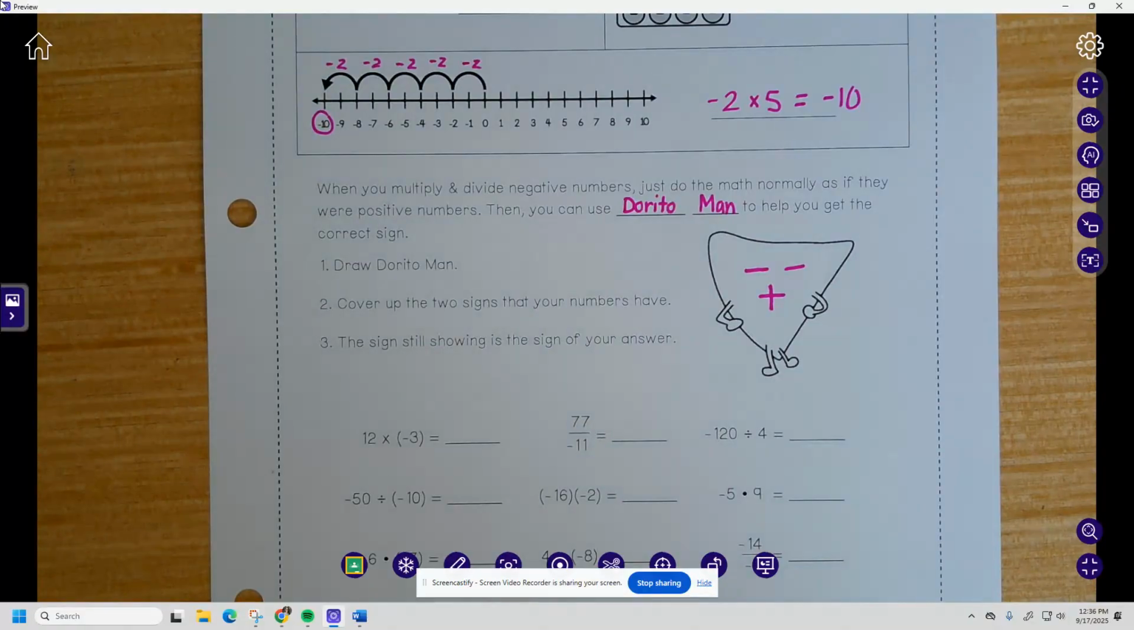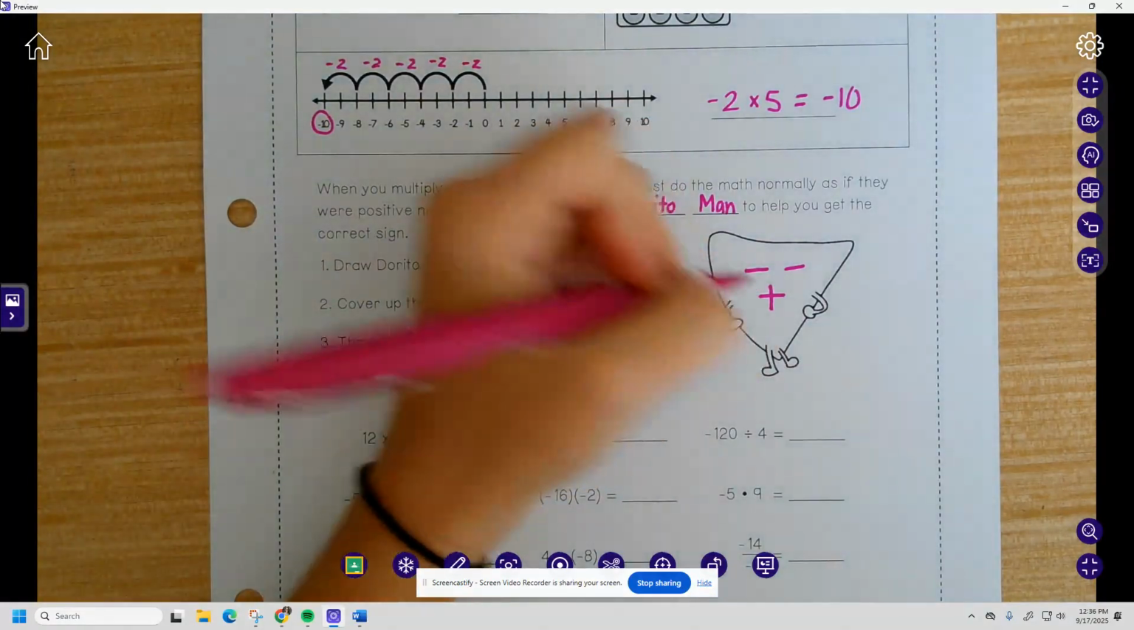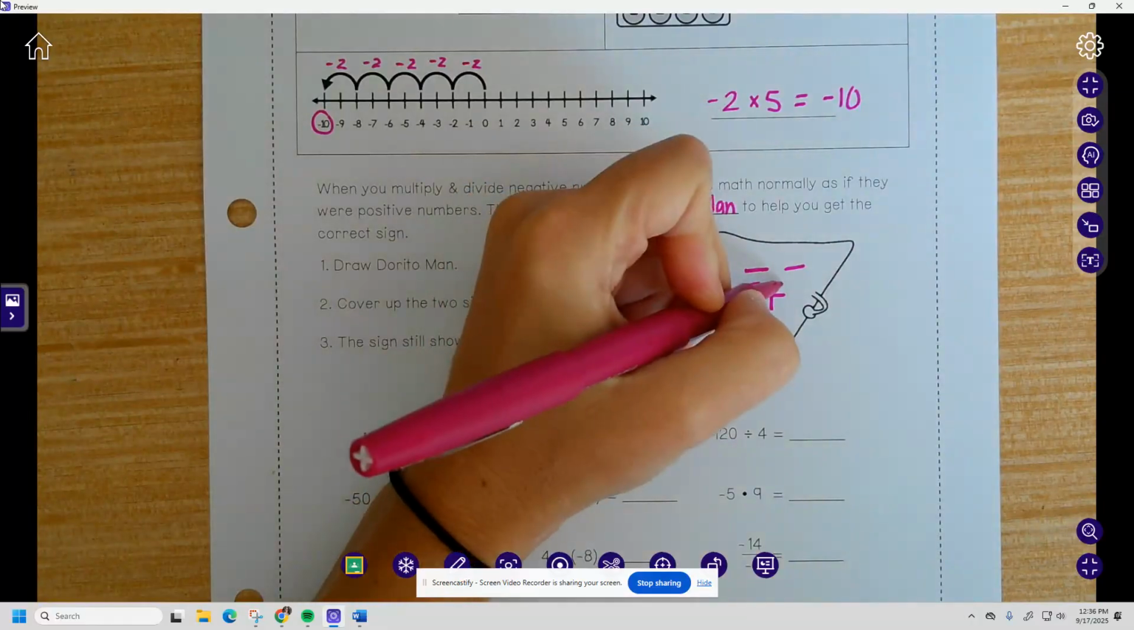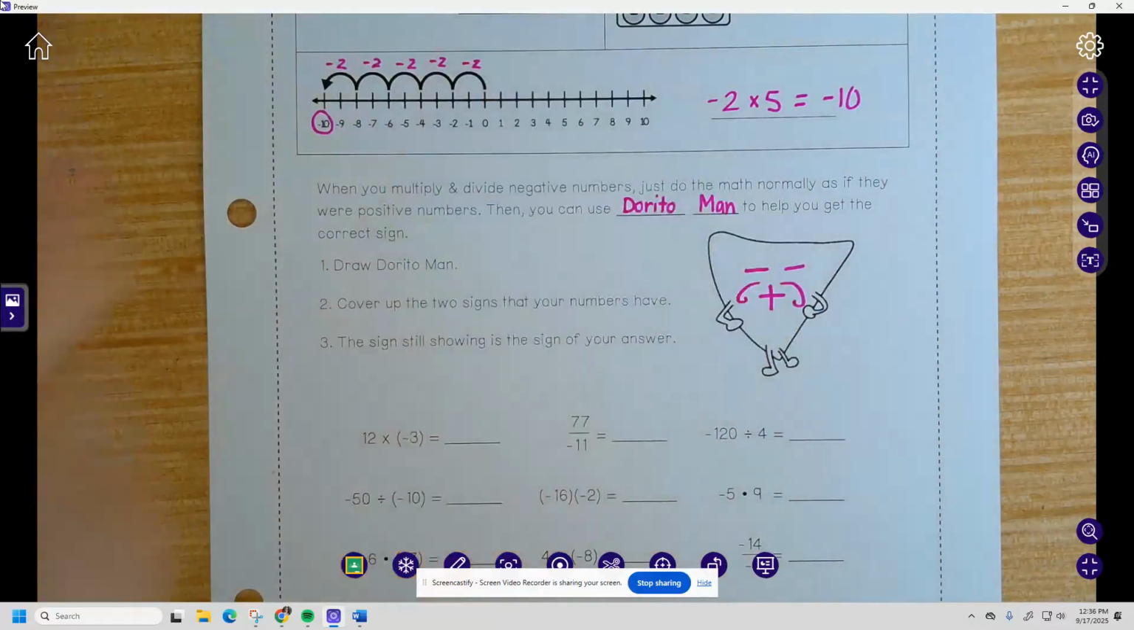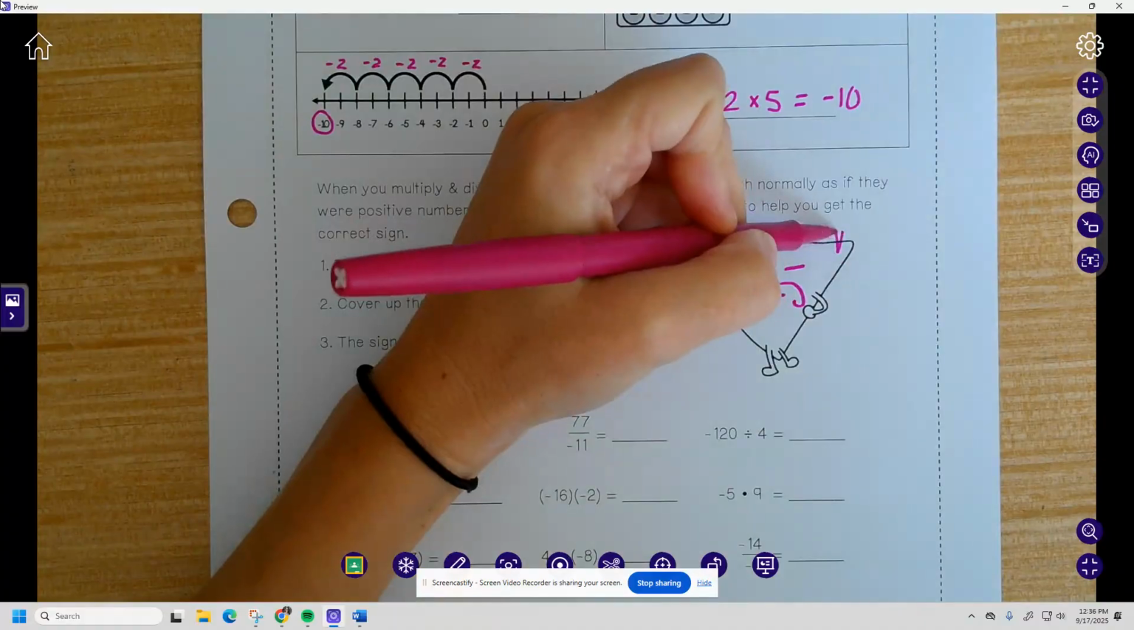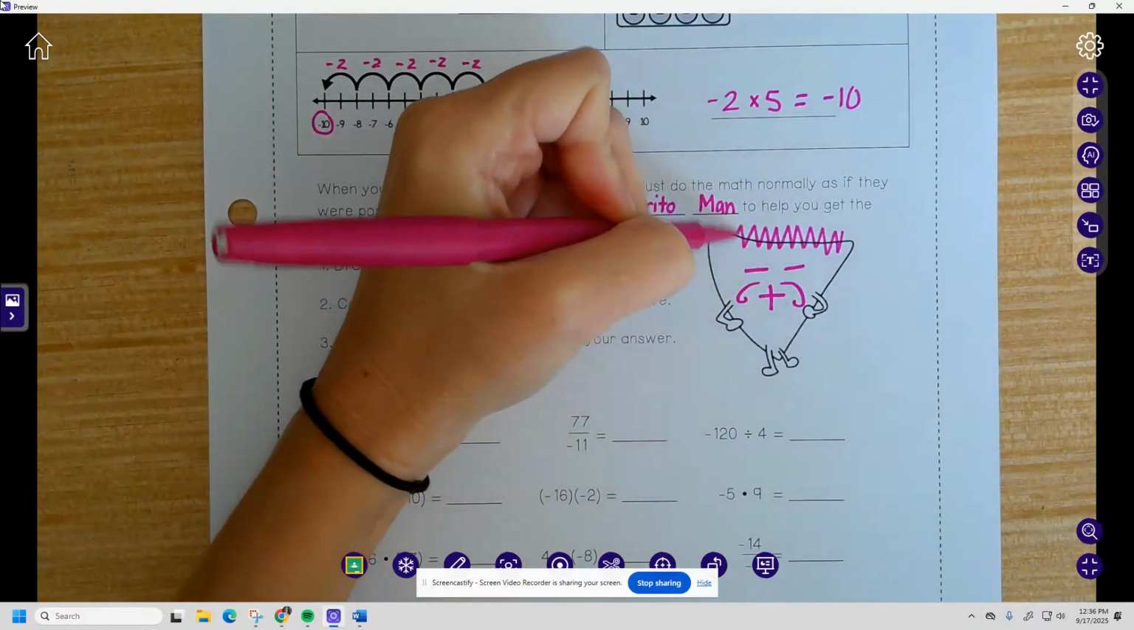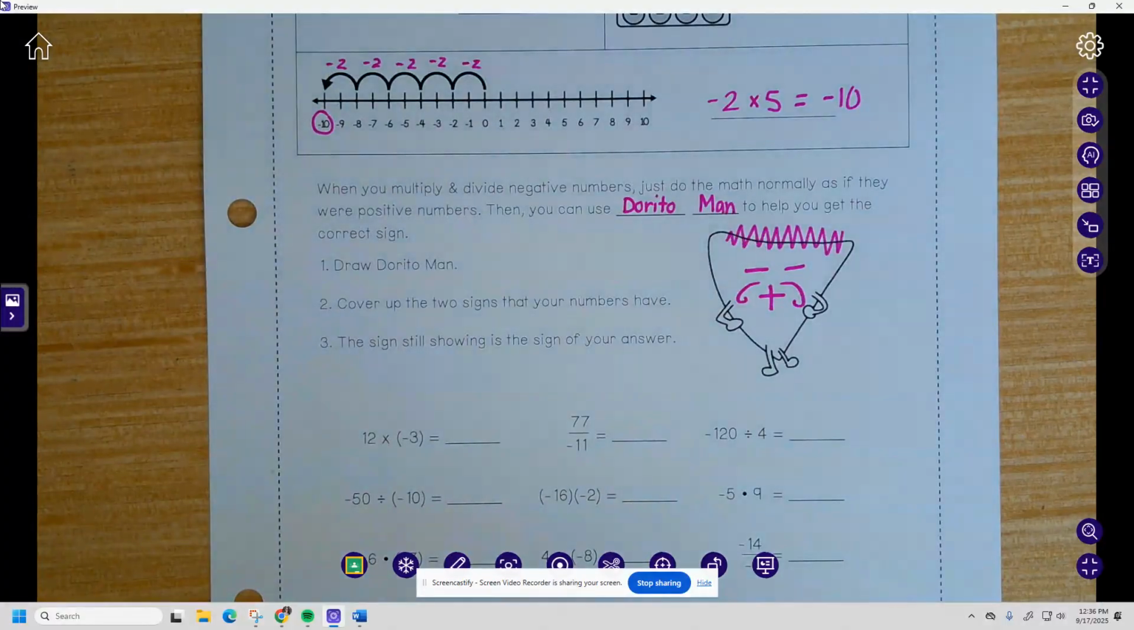And some people are artistic and they like to decorate him a little bit. You could give him a little mustache. Some people draw a little cape on him. I could draw some hair, some spiky hair. Whatever, but as long as he has the 2 negative signs and the positive, that's really all we need.